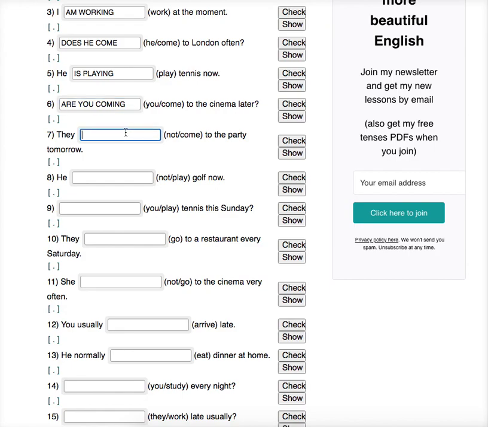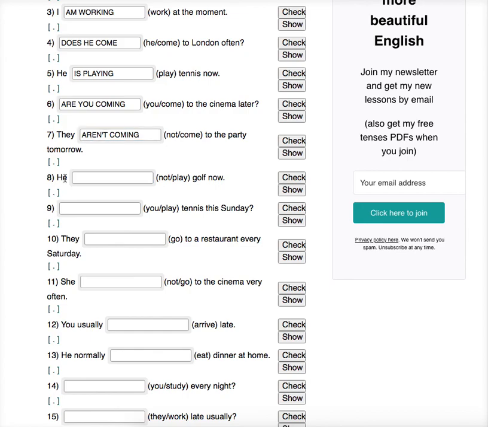Mateo, the next one. Look at this. You have they. In brackets, you have not come. That means that it is negative. Si les tienen el not entre paréntesis, es negativo, amores. They not come to the party tomorrow. So, Mateo, simple or continuous? Continuous. Continuous, perfect. How can you do it? They aren't coming to the party tomorrow. Perfect. They aren't coming to the party tomorrow. Oh, they are not coming. Perfect, very good.